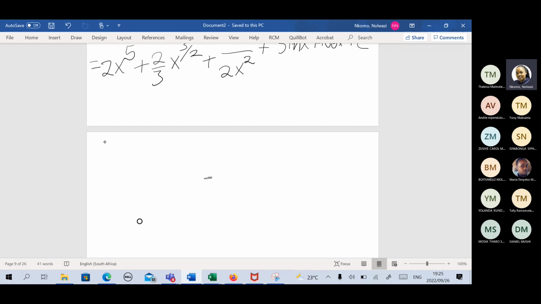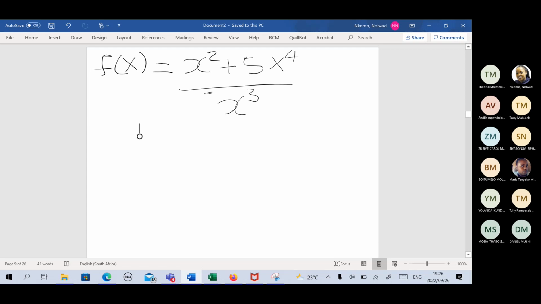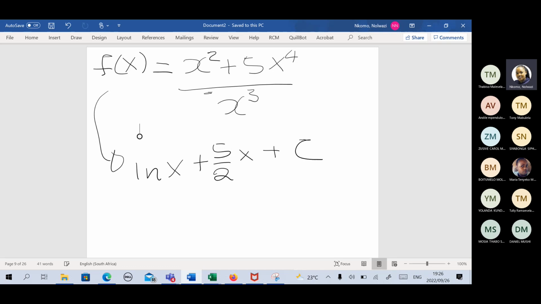Okay, guys, please on your spare time, please find the integral of this. And if you find the integral of this, you should get ln x plus 5/2 plus c. So please work on this and try to get this as your solution.